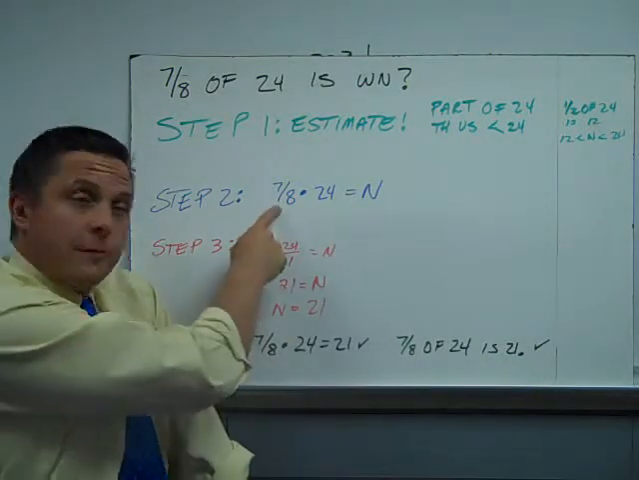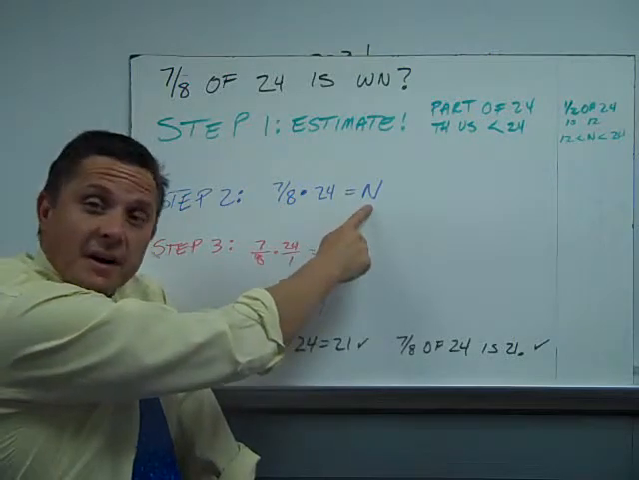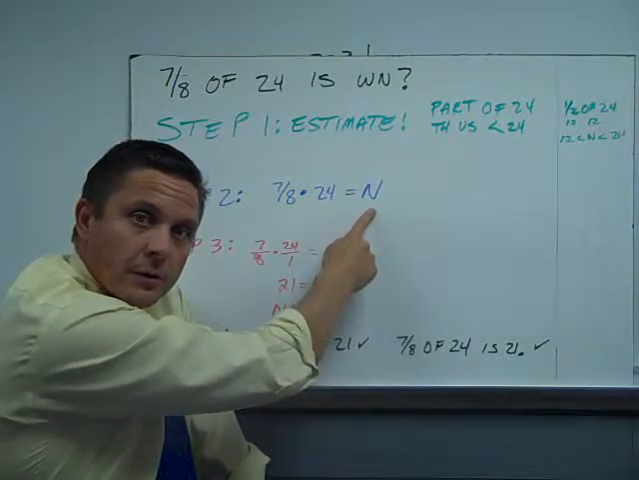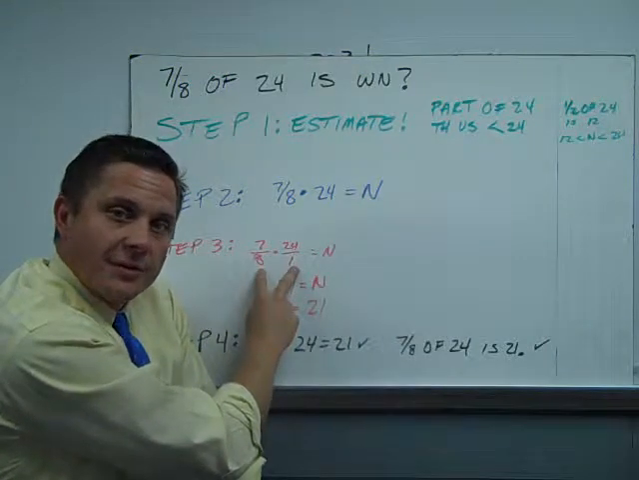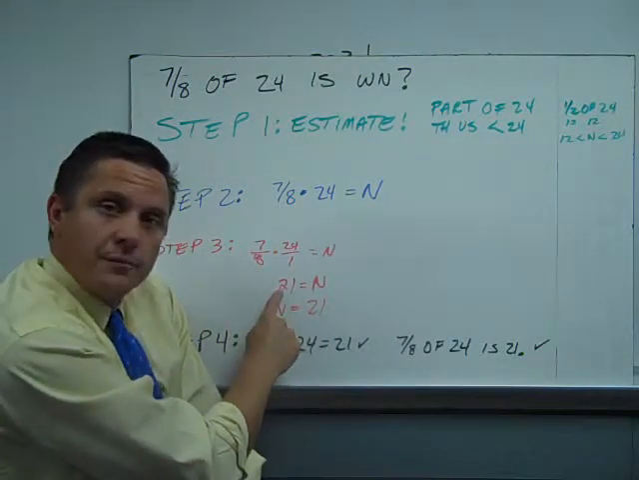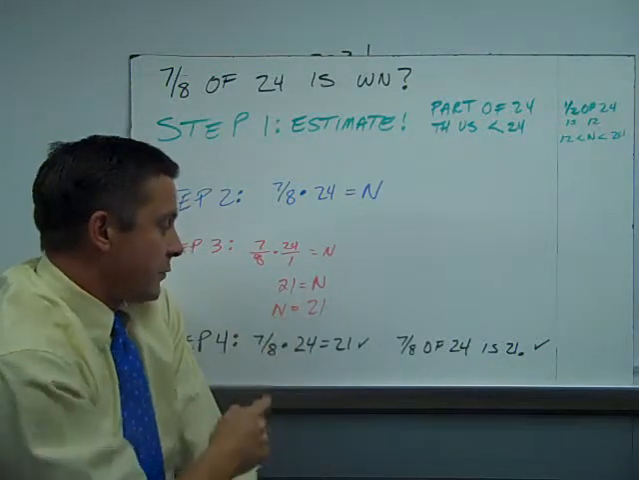Step 3, solve that first order equation. Okay, well, the variable's already by itself, so I have nothing to solve. I simply have to multiply the fractions on the left side, and I get n is 21. Switch the sides, n equals 21.